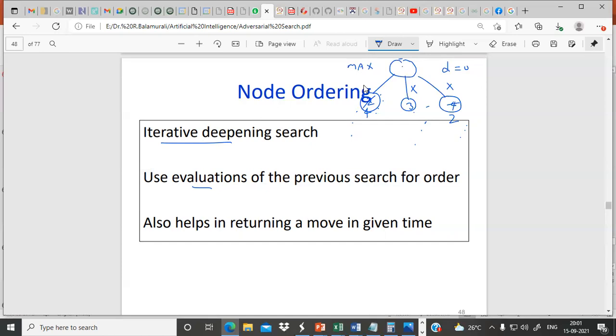Now similarly, this is a min node. Still the solution is not reached, so we increase the depth to 2. When you increase the depth to 2, we know that this is the most promising path. Here you explore this node's children. This is a min node, say this is 7, this is 6, this is 3. Again it should be reordered. This will become 3, this will become 6, and this will be 7.